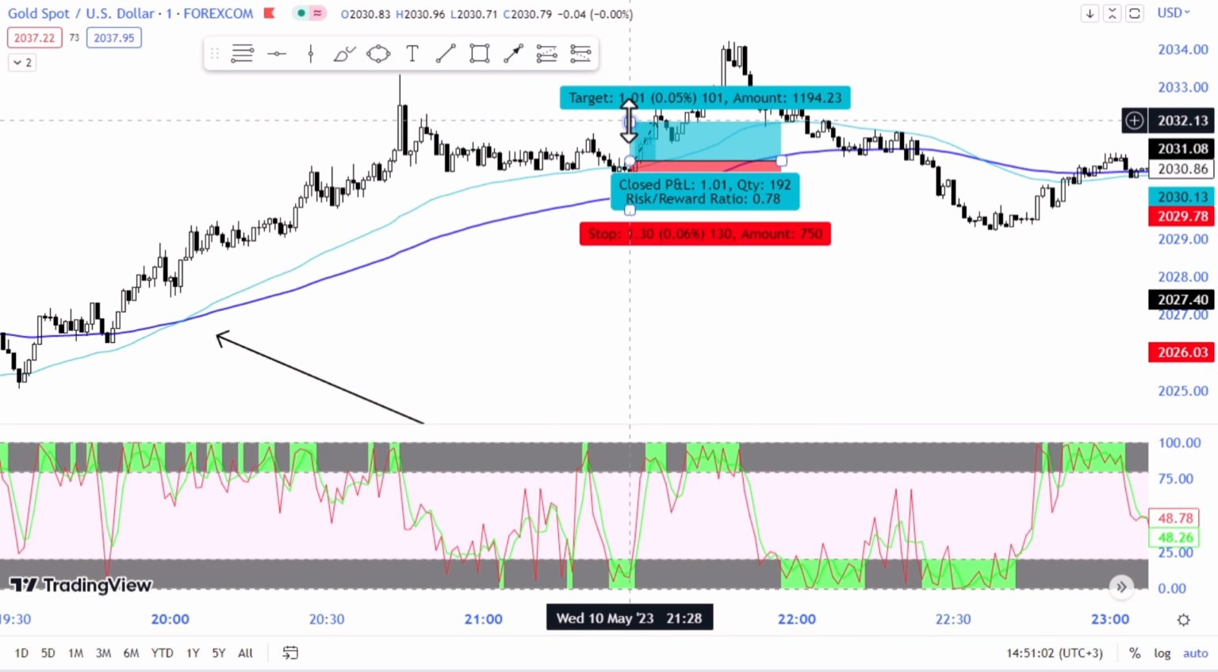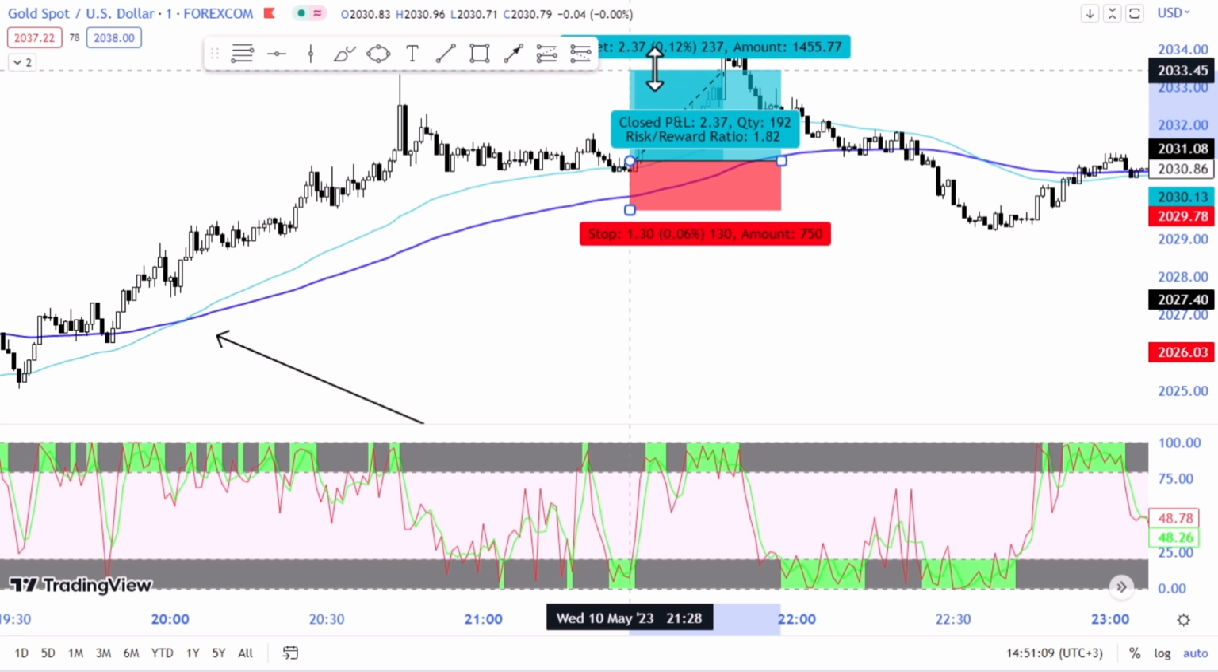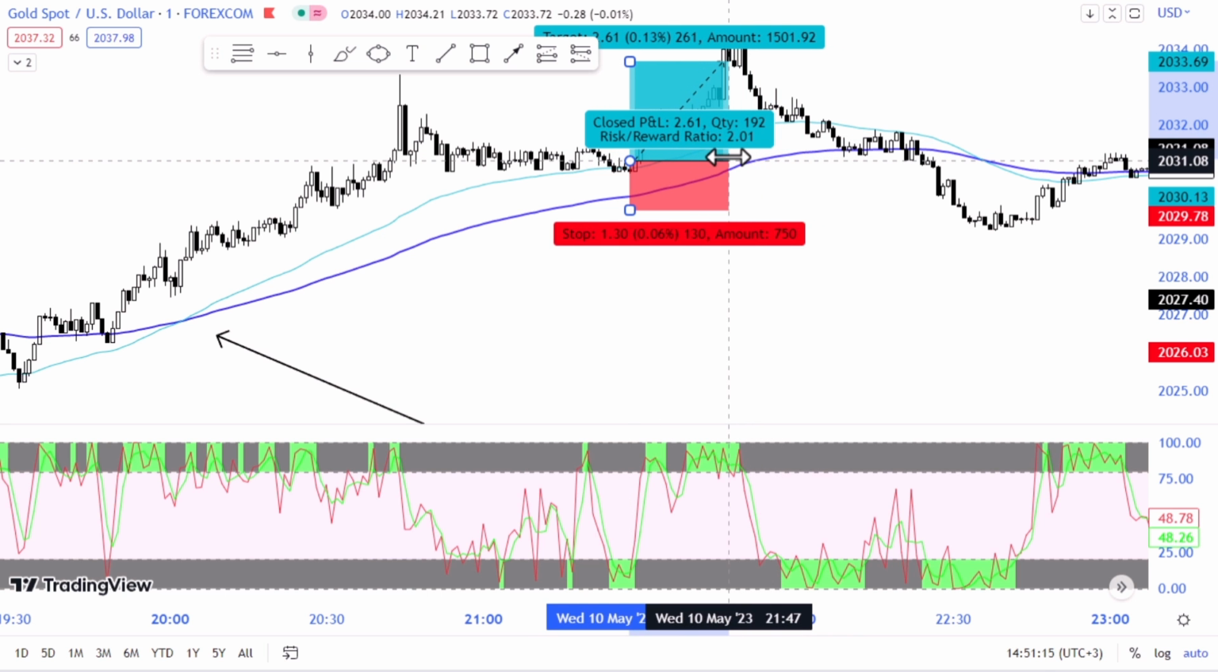So I'm gonna put my stop here, and now I'm gonna take a trade. My target point is going to be 2 times bigger than my stop loss, so it's gonna be 1:2 risk to reward ratio, and it worked out beautifully.